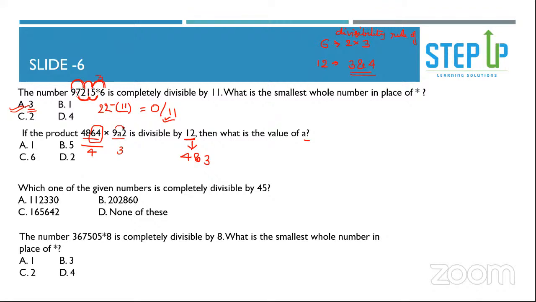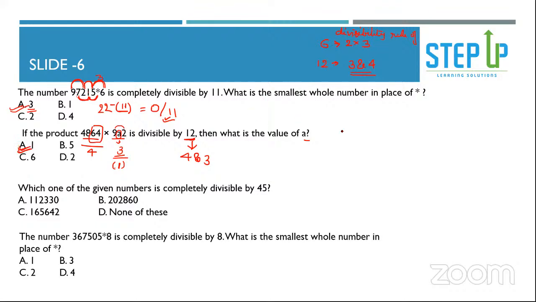So 9 plus 2 is 11, right? What should be the value of A such that it will give me a number divisible by 3? 9 plus 2, 11. 11 plus 1 is 12. So if I take this 1, can I say the number is divisible by 12? So the answer is 1.